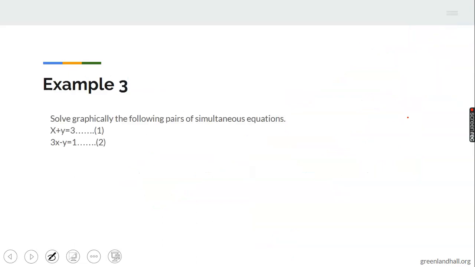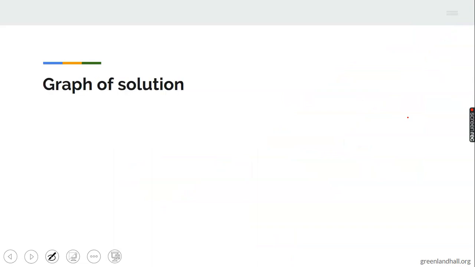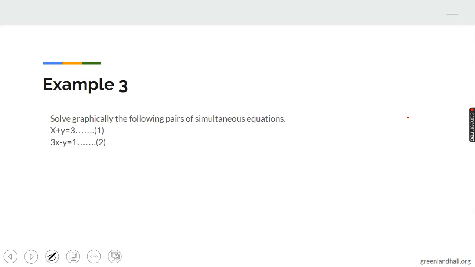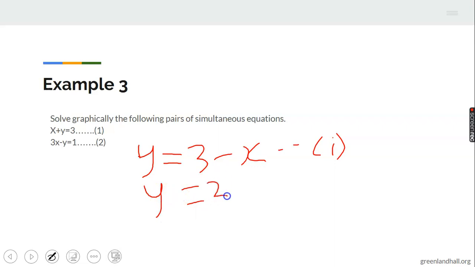Now look at this example again. Example 3. Now, firstly, if you want to write this, you must write it out where you have y as the subject of the formula. So y equals 3 minus x. That is for equation 1. Then this one will be what? y equals 3x minus 1. That will be for equation 2. I've rewritten equations 1 and 2 like this by making y the subject of the formula, because it's very, very important.